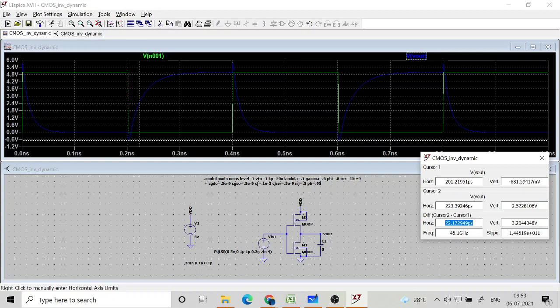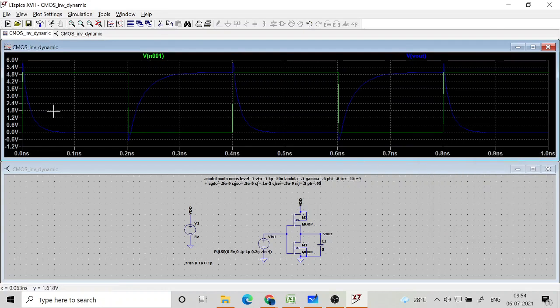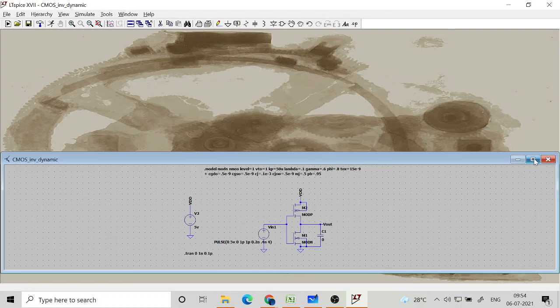So you can clearly see that the rise time is twice the fall time. There is an asymmetry. That is very clearly seen, right? Discharging is happening very quickly, but charging is happening more slowly. It takes double the time for charging compared to discharging. So there is an asymmetry. Now what can be the reason for this?